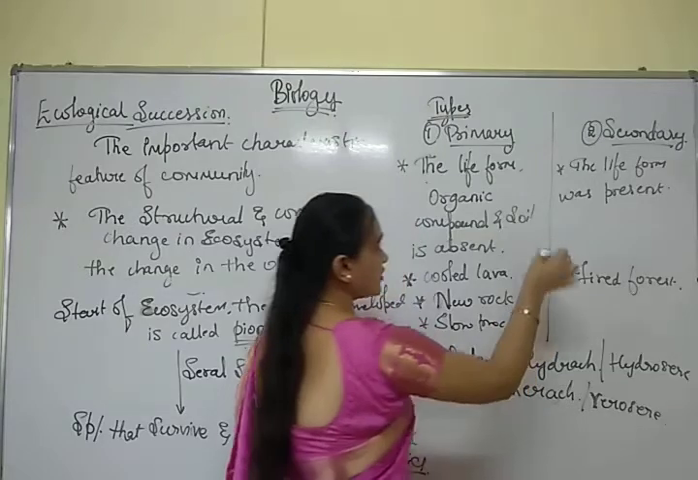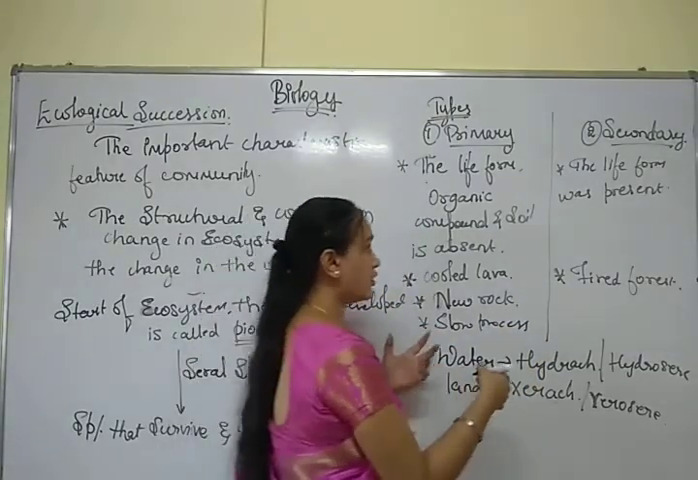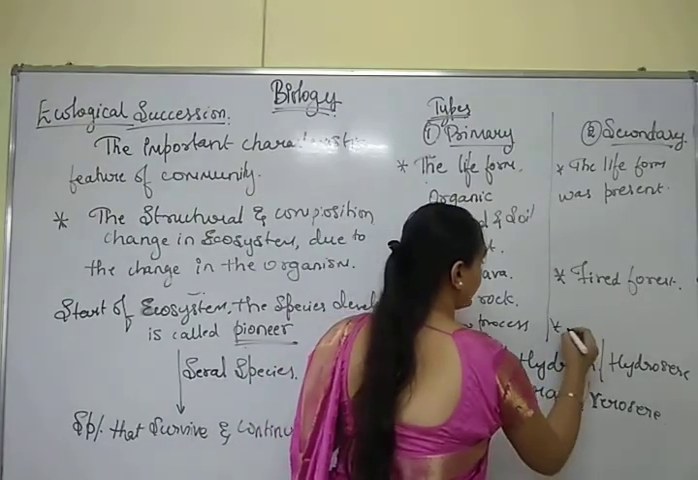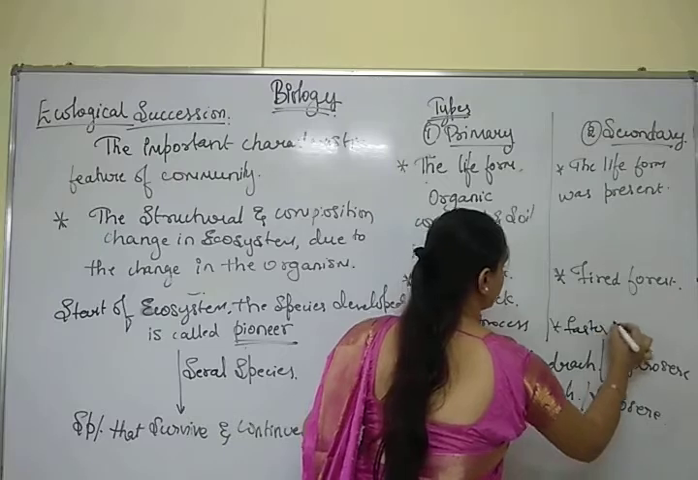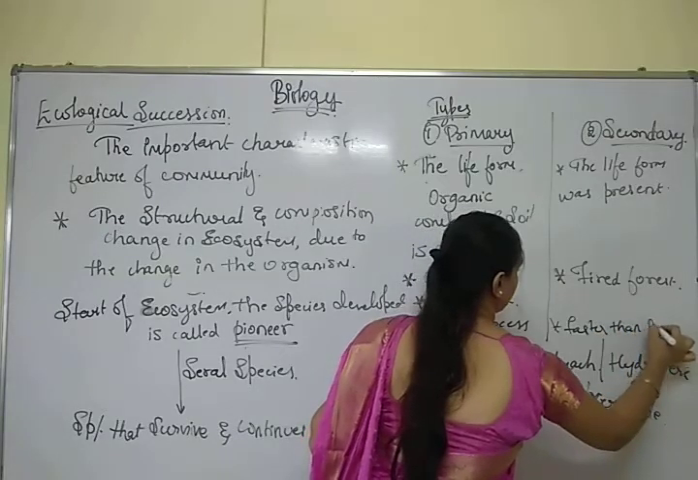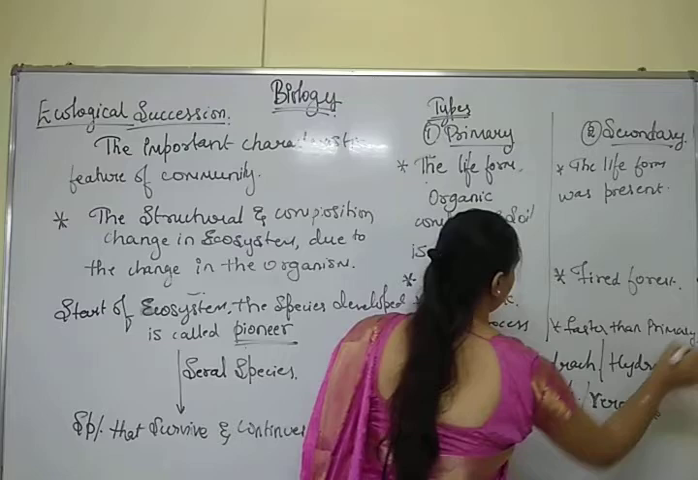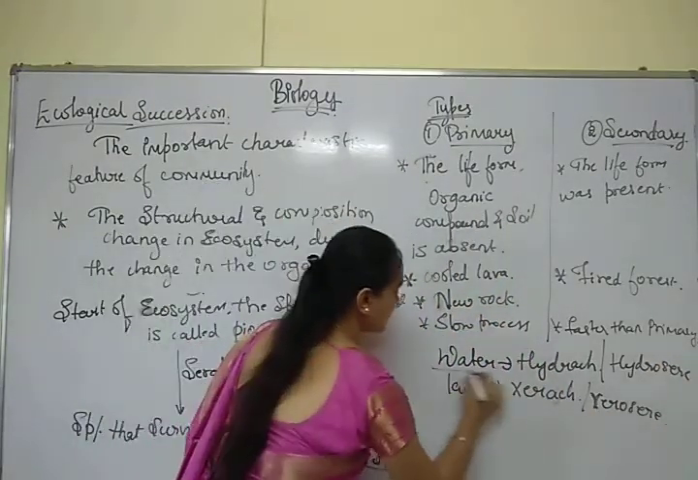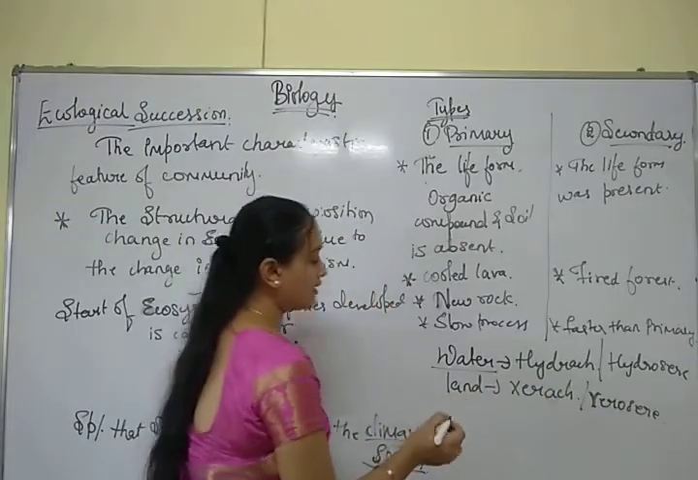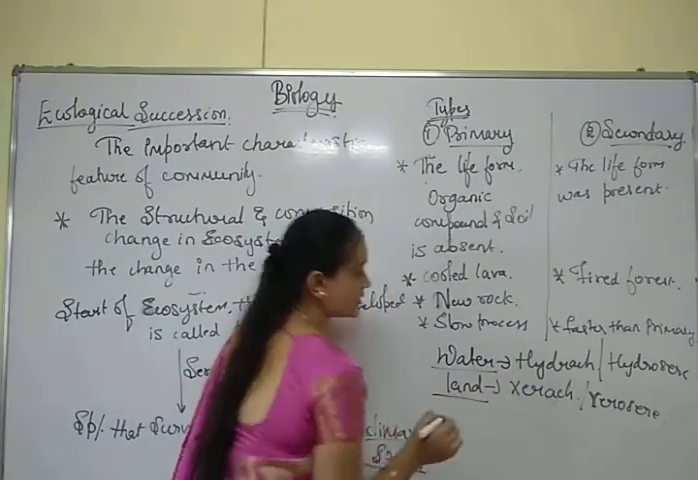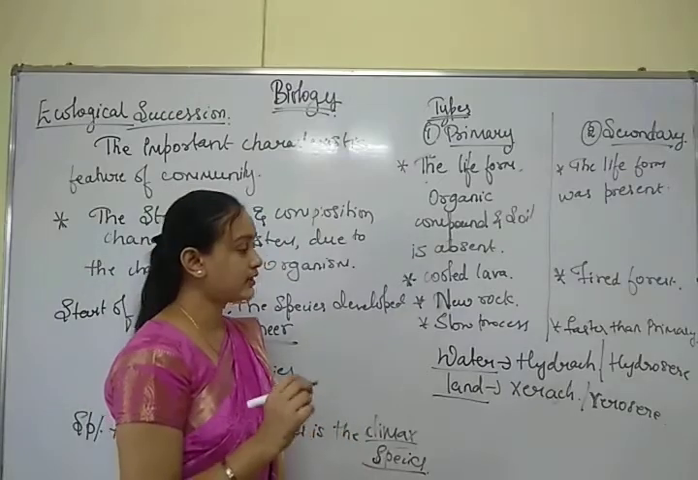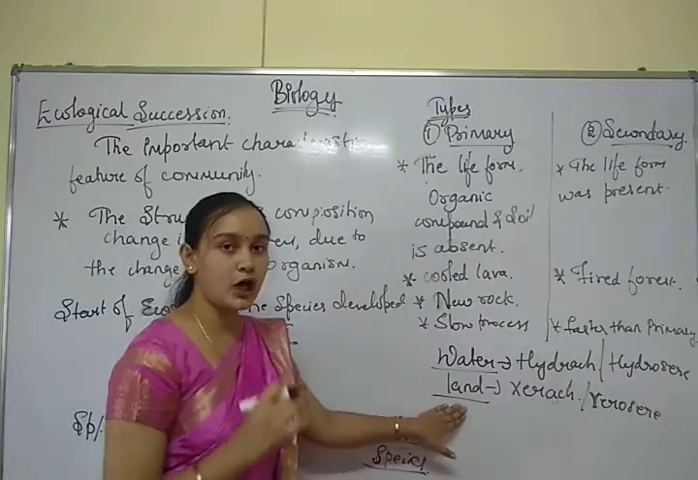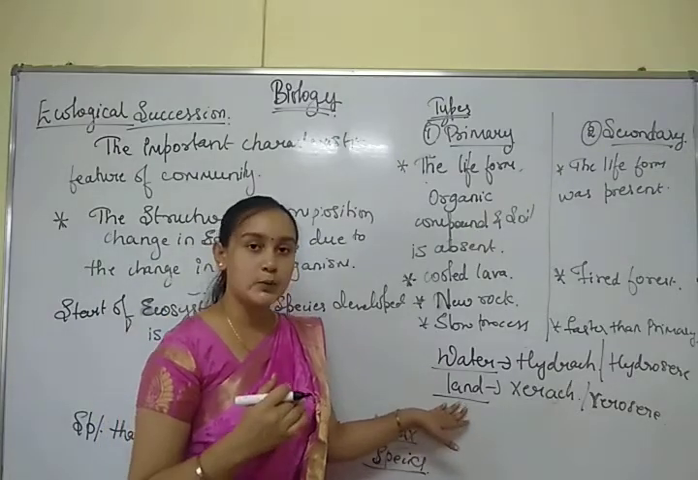Even secondary succession is slow, but when compared to primary, it is faster than primary ecological succession. Okay, so if an ecological succession takes place in water, it is called a hydrarch. If it takes place on land, it is called a xerarch. Now let's understand this xerarch, how the process will take place, with the steps.